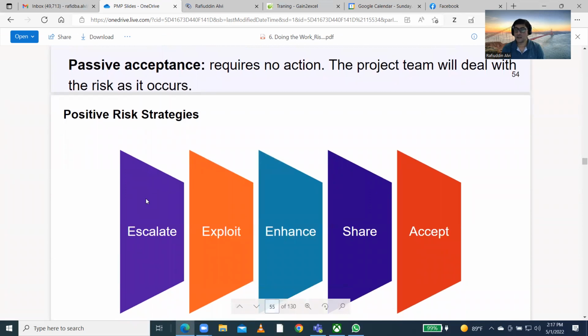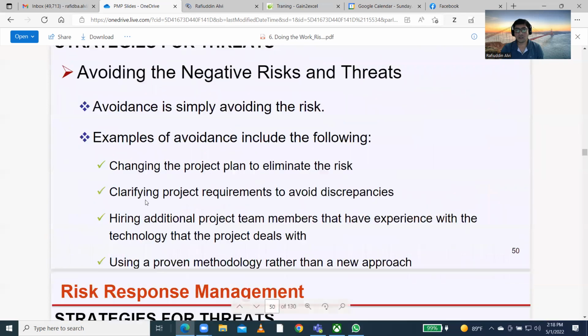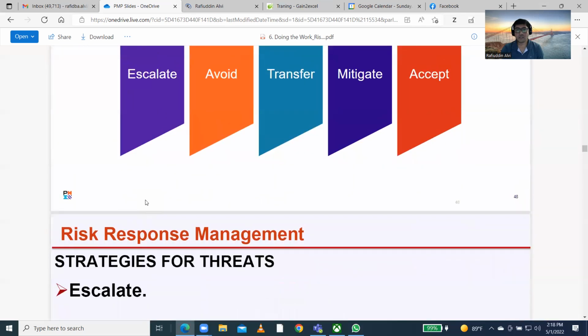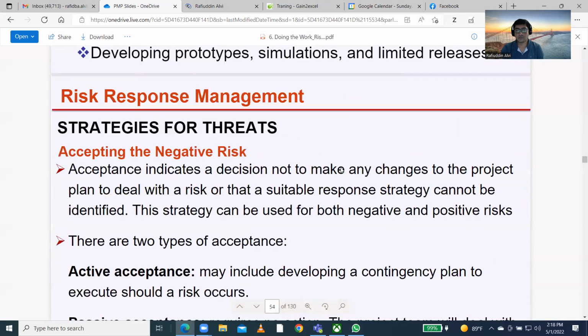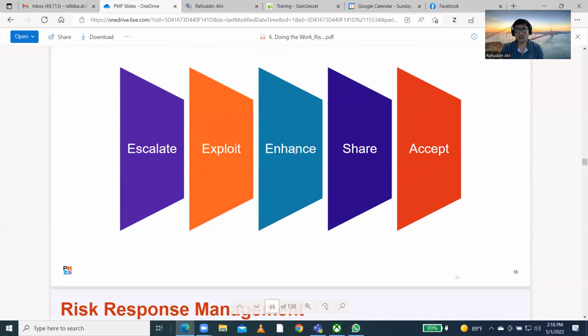After negative risk strategies, we have positive risk strategies. Positive risk strategies are escalate, exploit, enhance, share, and accept. There are some changes. Escalate is there in negative also, but here, instead of transferring, you have exploit, or you have enhance. Some things are extra. Then you have share, meaning you are sharing the risk. Then you have accept. Some points are common in negative and positive, for example, escalate and accept are common.